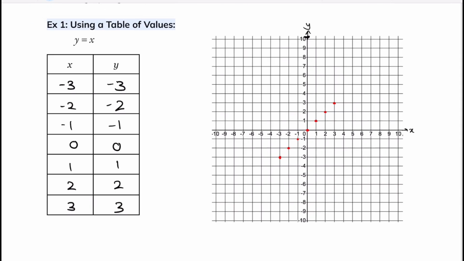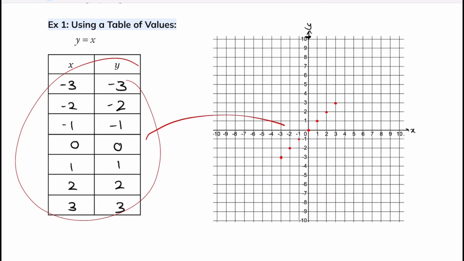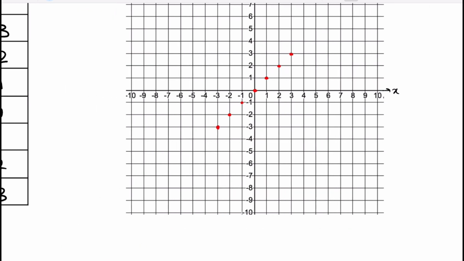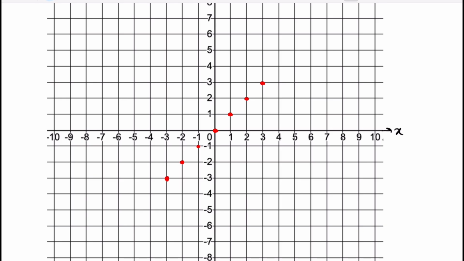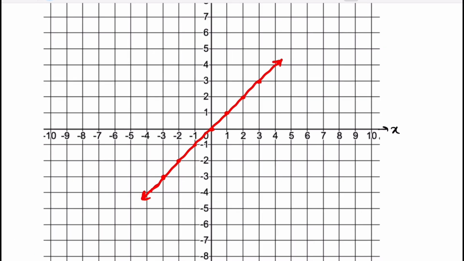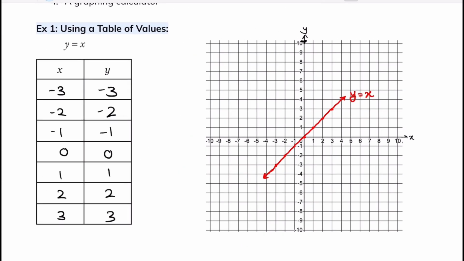So now we have all of these points graphed here. Now we can connect the points and form our line. So our line is going to look something like this, and mine is obviously not very straight, but you can use a ruler. And then we will just label it y is equal to x.